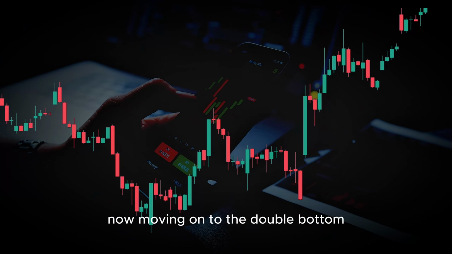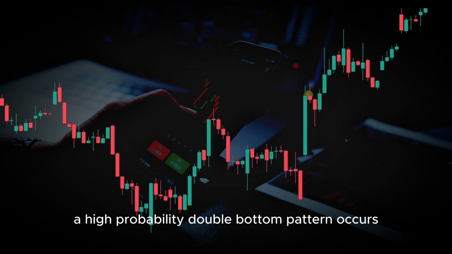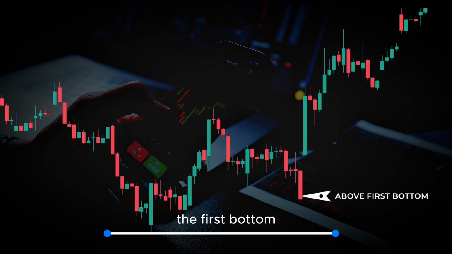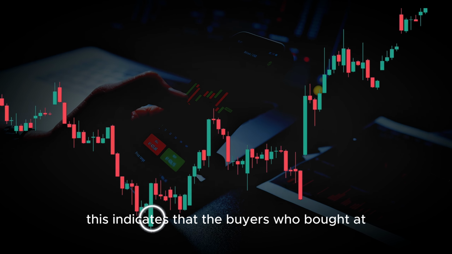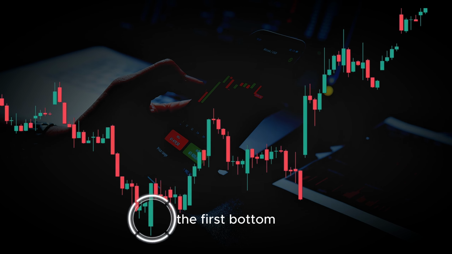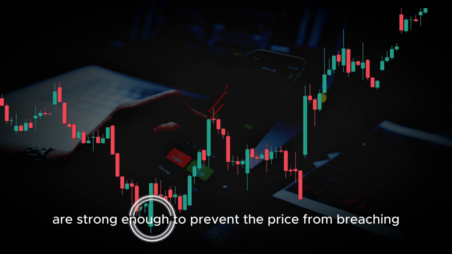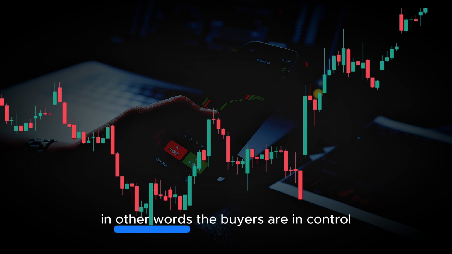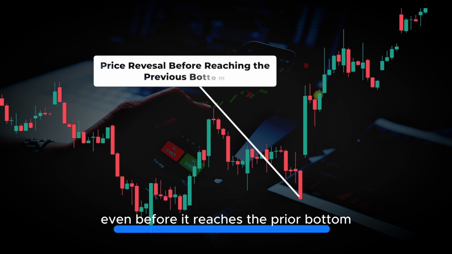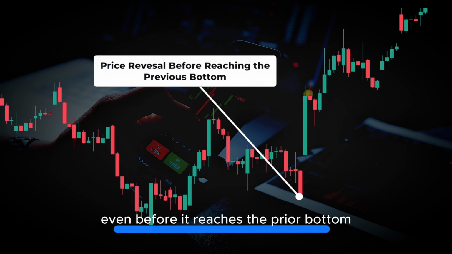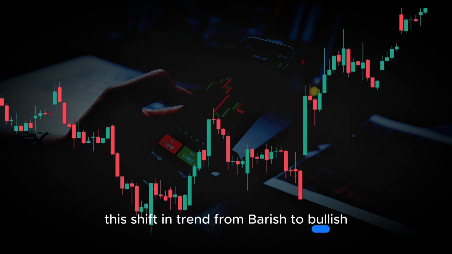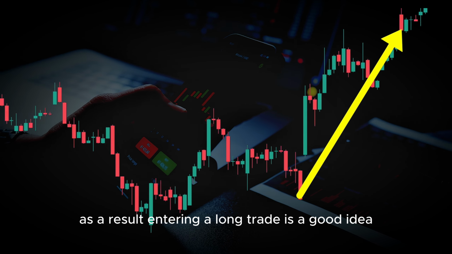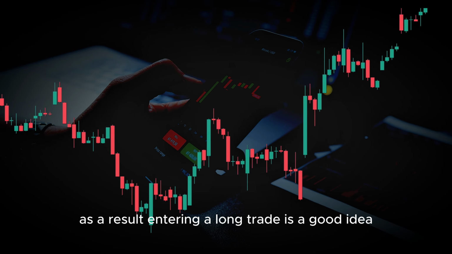Now moving on to the double bottom. A high probability double bottom pattern occurs when the second bottom is slightly above the first bottom. This indicates that the buyers who bought at the first bottom are strong enough to prevent the price from breaching or testing it. In other words, the buyers are in control and they are reversing the price even before it reaches the prior bottom. This shift in trend from bearish to bullish suggests that the price is likely to rise. As a result, entering a long trade is a good idea.